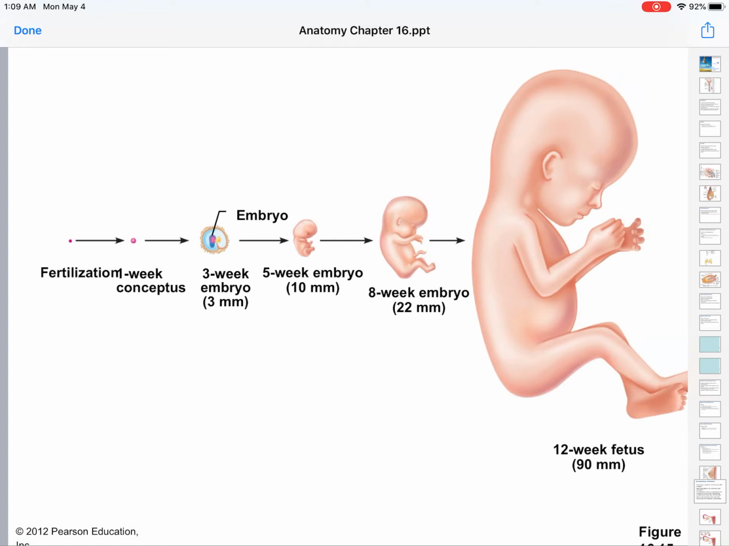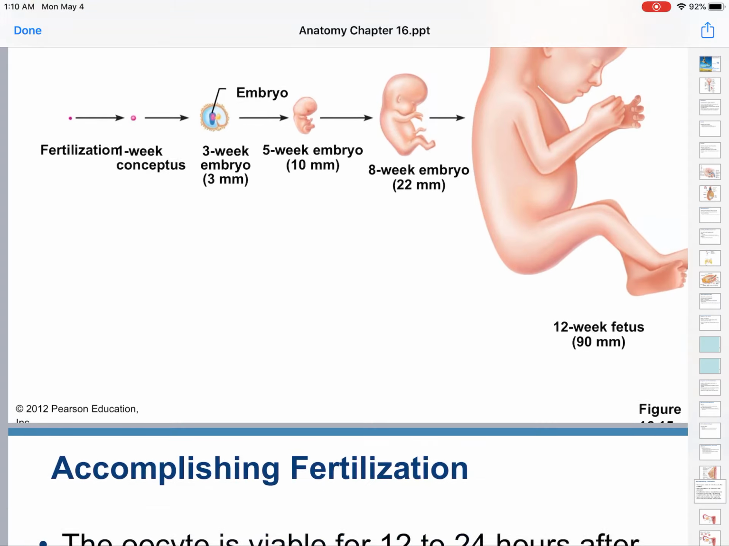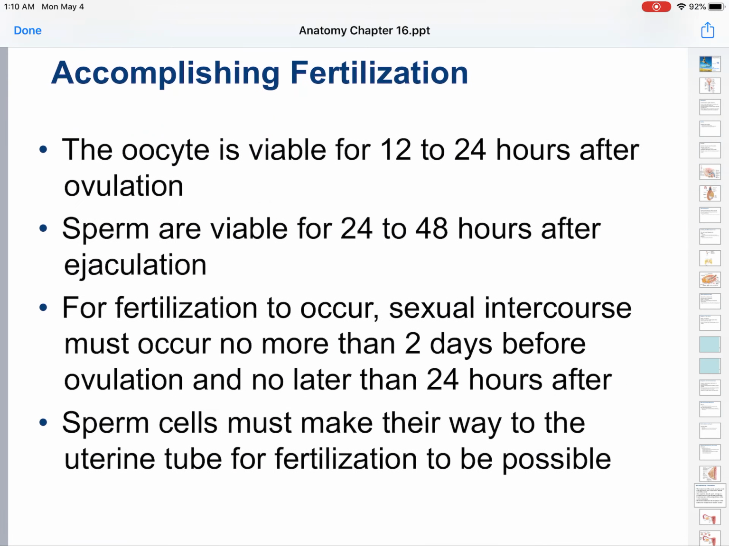After 3 weeks, the embryo is about 3 millimeters thick. 5 weeks, you're at about 10 millimeters, and once you cross that embryo to fetus stage, at about that 8 to 9 weeks, you are a little over 20 millimeters, a little over 2 centimeters. And once you hit the 3 months, 12-week fetus, you're at about 9 centimeters.